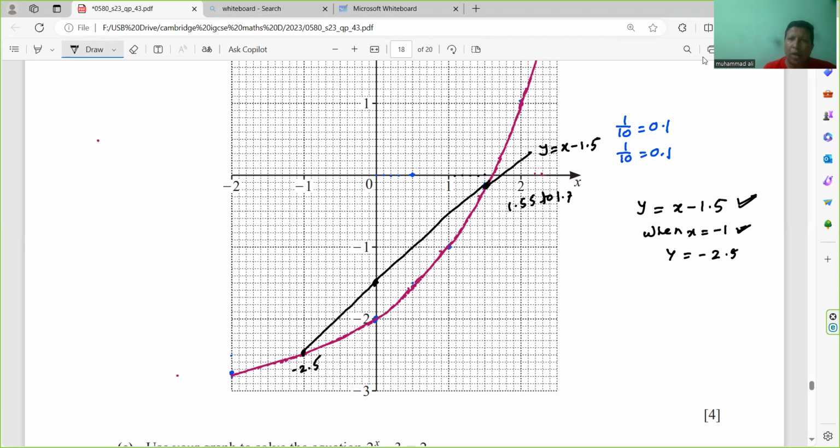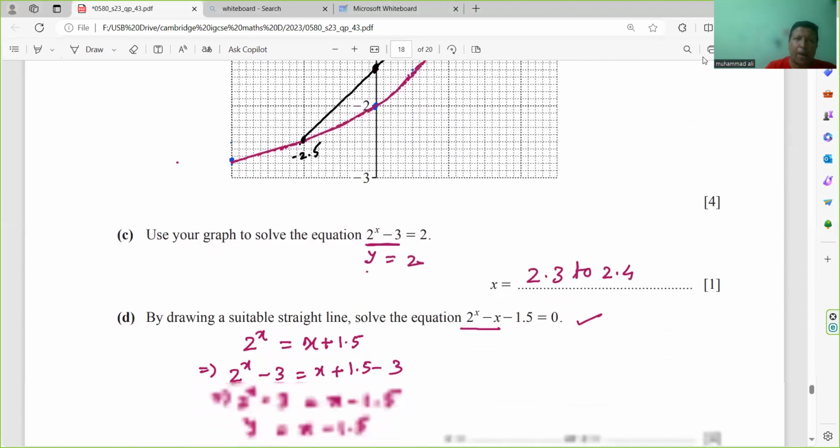Again, y equals x minus 1.5. If you put here x value 0, y value is minus 1.5. So this is one coordinate. When I put here x value minus 1, y value is minus 2.5. This is another coordinate. Just join these two points, two coordinates, because it is a straight line. And if we proceed, it will touch the curve at this point where x value is 1.55 to 1.77. So our solution is minus 2.5.